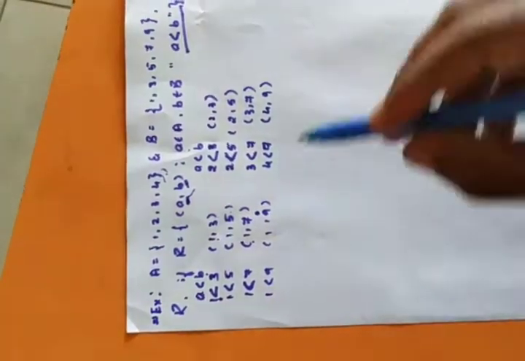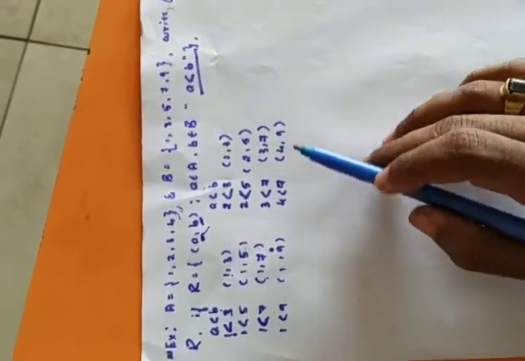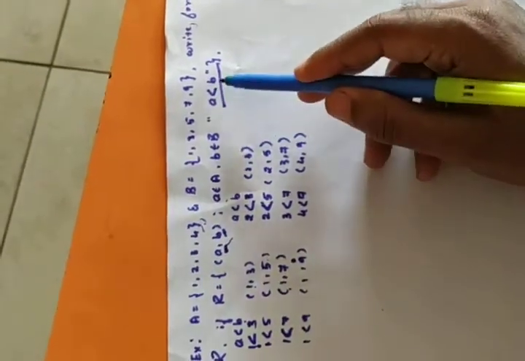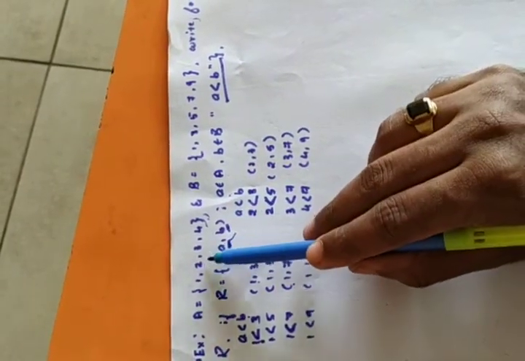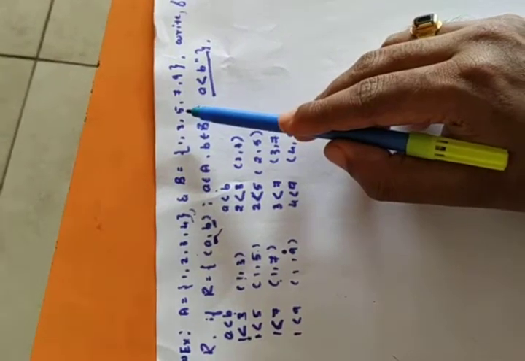So likewise we can write down the relation for A lesser than B, by comparing the first element A with each and every element of set B.